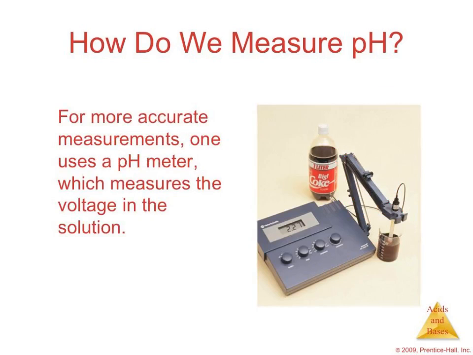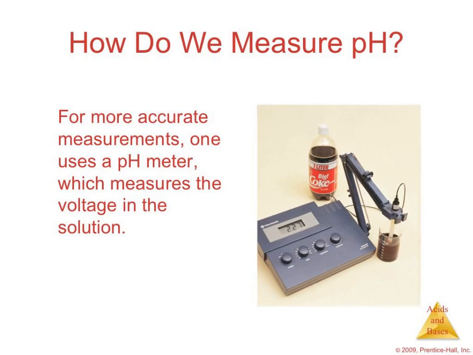But if you want more accurate measurements, then you can use a pH meter, and that measures the voltage in the solution, which is related to the ions in there. And the ions will tell you basically how much of the H3O plus you have running around in your solution, so then you can measure the pH.